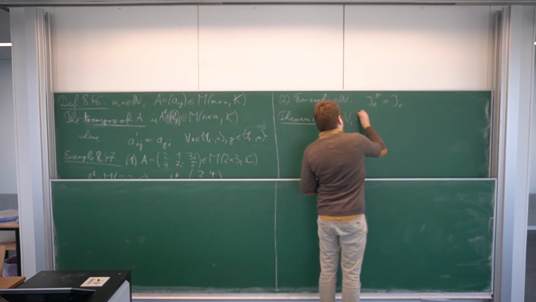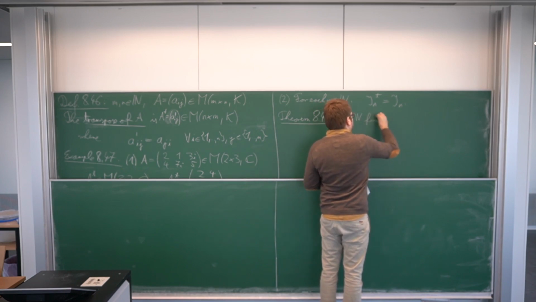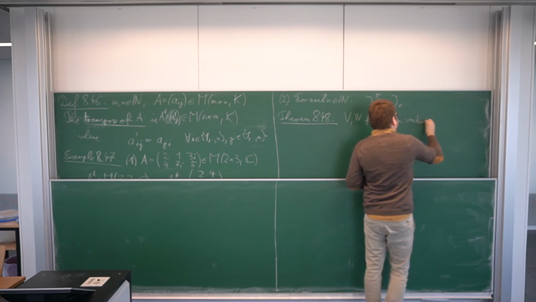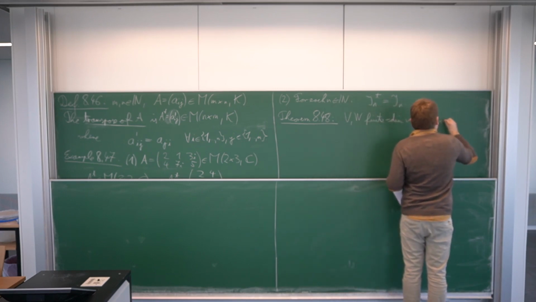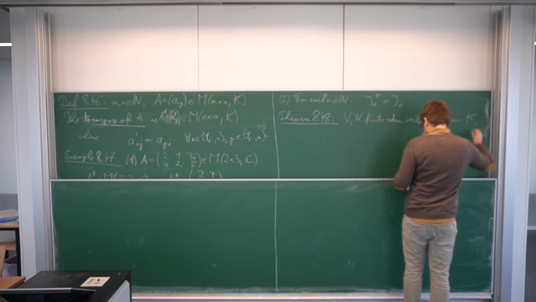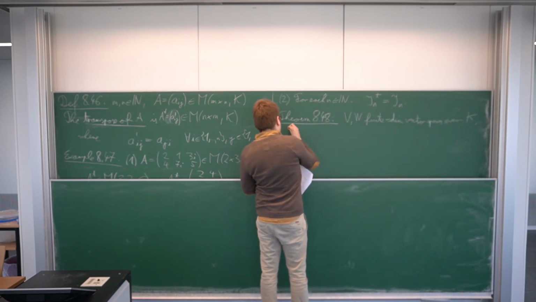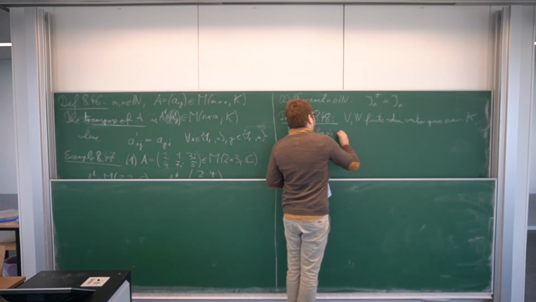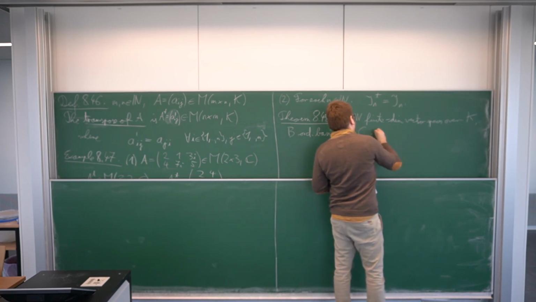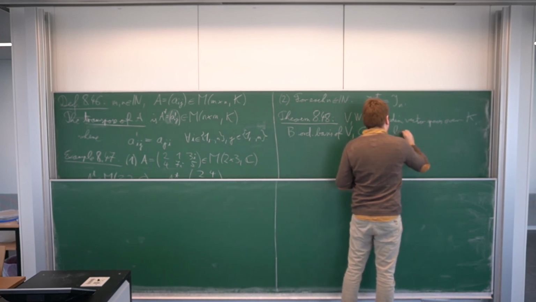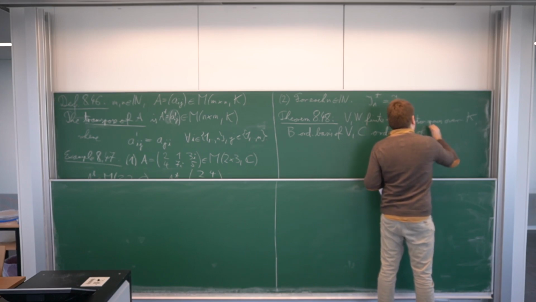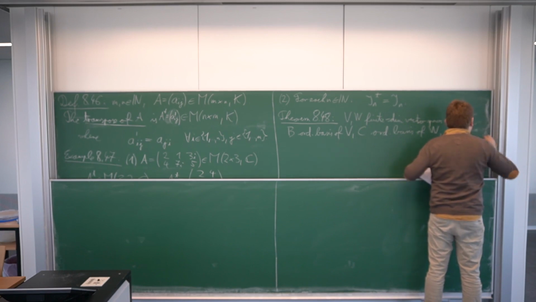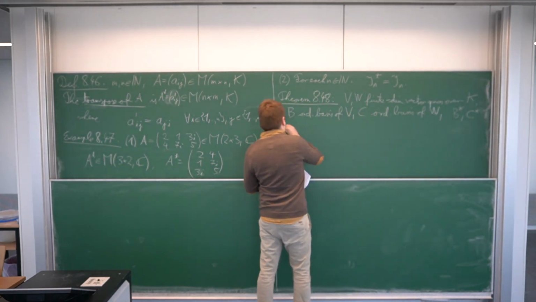So let V, W be finite dimensional vector spaces over K. We take bases, so B an ordered basis of V, C an ordered basis of W, and we consider their dual bases, B star and C star.